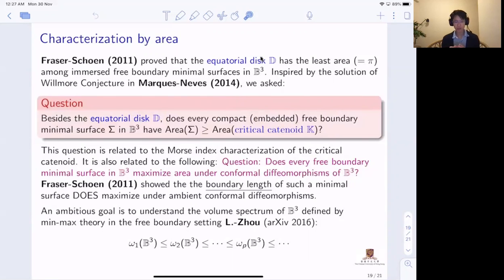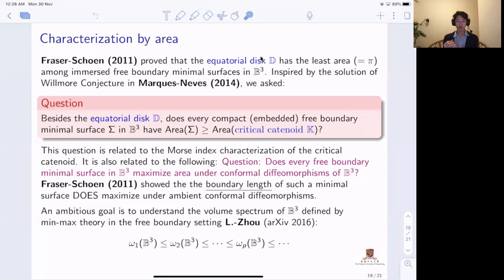There's also a related question formulated by Fraser and Schoen, which is the following. If you look at the free boundary minimal surface in the ball, whether it maximizes area if you conformally change it by the ambient diffeomorphisms. This is related again to the Morse index characterization, because in the case of a closed minimal surface in the sphere, this is true. If you take a minimal surface in the sphere and change it conformally, then the area would decrease.